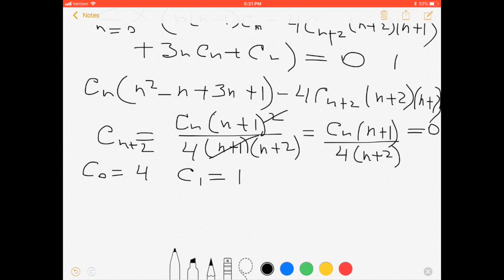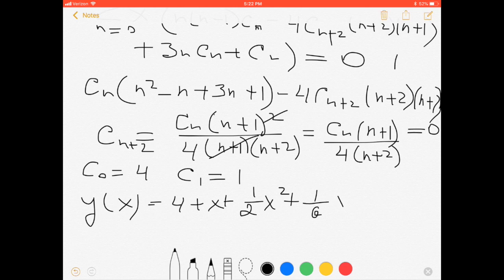Using this fact, we can evaluate our function. It will be 4 plus x plus 1/2 x squared plus 1/8 x to the third plus 3/32 x to the fourth plus, and continue.